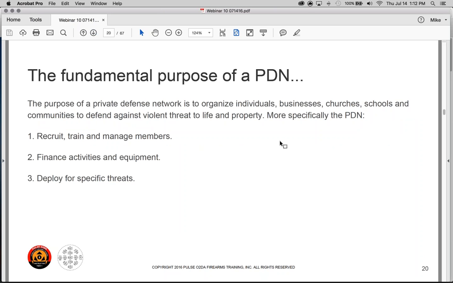The fundamental purpose of a private defense network is to organize individuals, businesses, churches, schools, and communities to defend against violent threat to life and property. More specifically, the PDN will recruit, train, and manage members, finance activities and equipment, and deploy for specific threats.